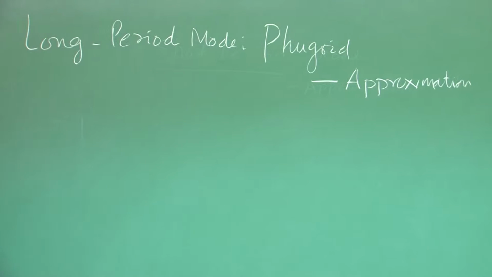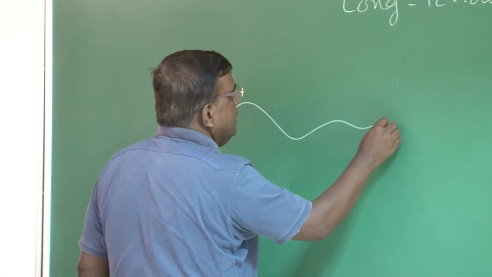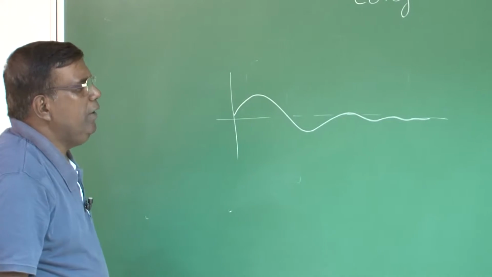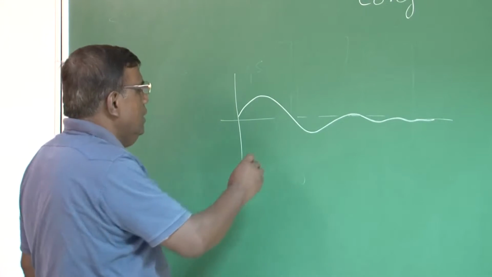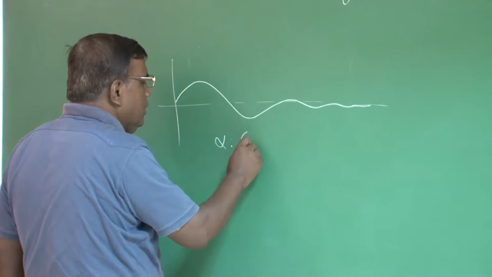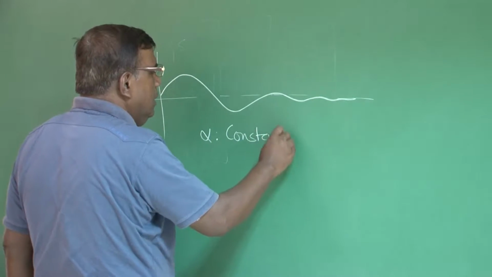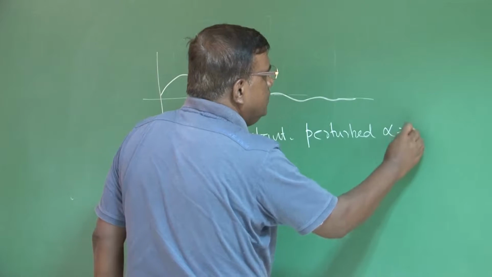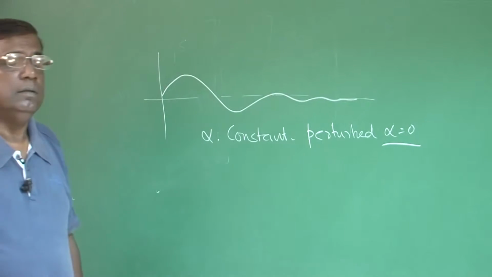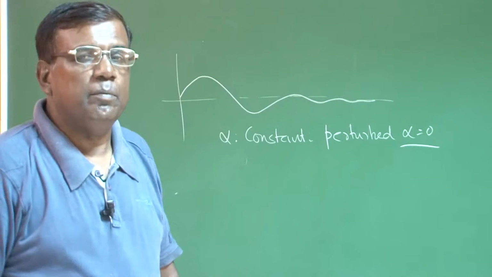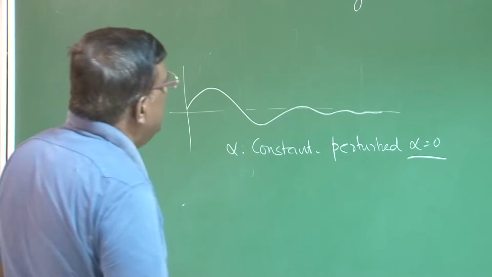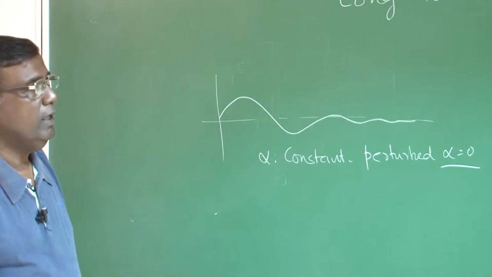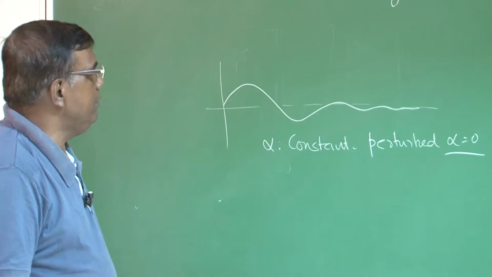In the long period mode, it is something like this. It gets excited like this and then comes back to equilibrium. It is not a very good, but okay approximation if we assume the alpha remains constant. That means perturbed alpha is 0. It's not a good approximation for your information, but okay, it's a classical approach, and you will see that this also will give us some very relevant insight to understand the longitudinal dynamics of an airplane, right.